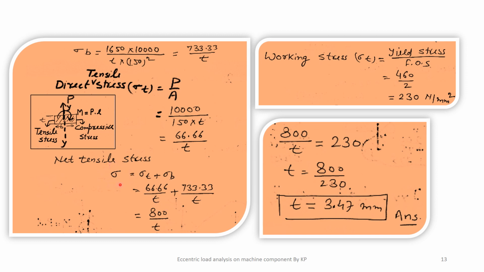Now we equate this tensile stress with the working stress. Working stress is computed as yield stress in tension divided by factor of safety. For the given material, yield stress in tension is 460, divided by a factor of safety we assume as 2. So the working stress comes out to be 230 Newton per mm square, or 230 megapascal. We equate this 800 divided by T with the working stress, and we get the value of thickness. The thickness value comes out to be 3.47 mm. So this way we see how to consider the effect of eccentric load in an actual design problem.